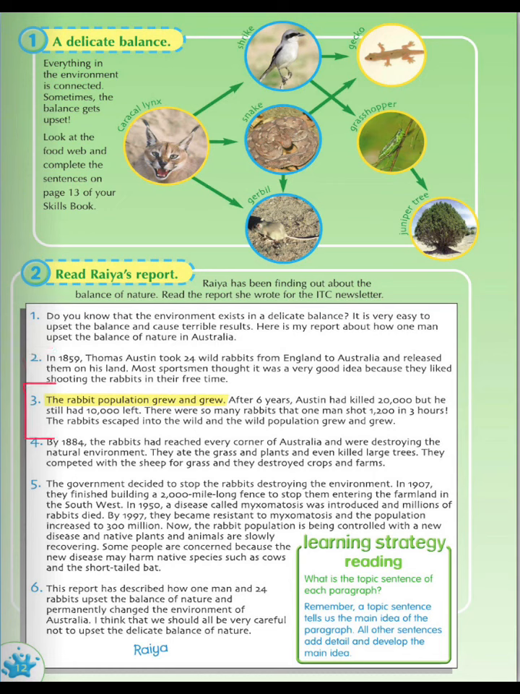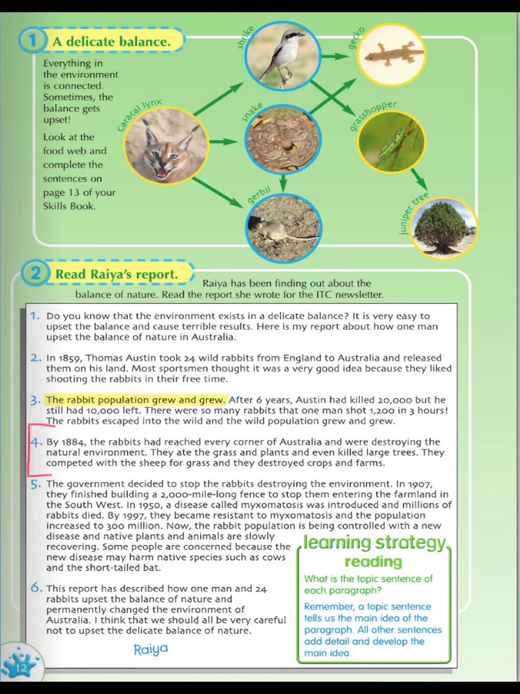Number 3. The rabbit population grew and grew. After 6 years, Austin had killed 20,000, but he still had 10,000 left. There were so many rabbits that one man shot 1,200 in 3 hours. The rabbits escaped into the wild, and the wild population grew and grew.